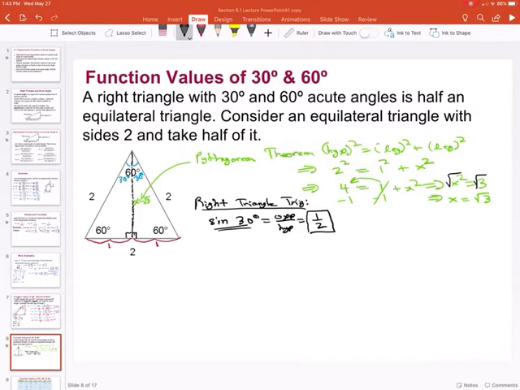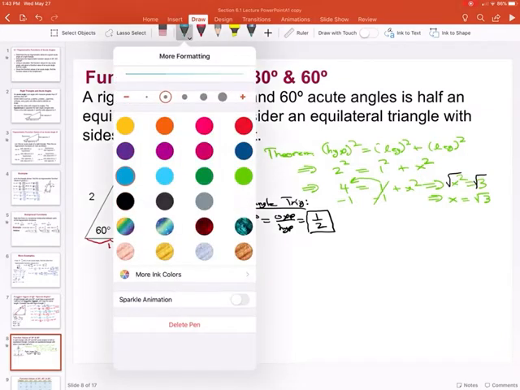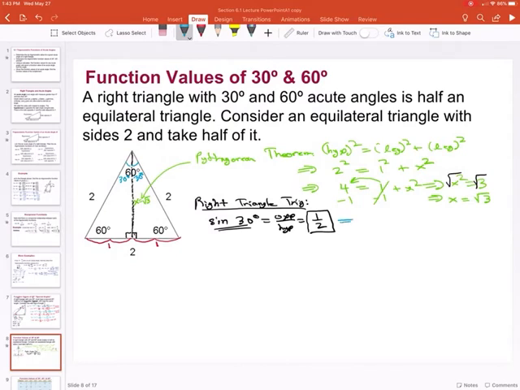Now we also know the cosecant function value. I'm going to go ahead and write cosecant since it's the reciprocal of sine. And of course cosecant is hypotenuse over opposite. So it would be 2 over 1, which is 2. So cosecant is a reciprocal function.